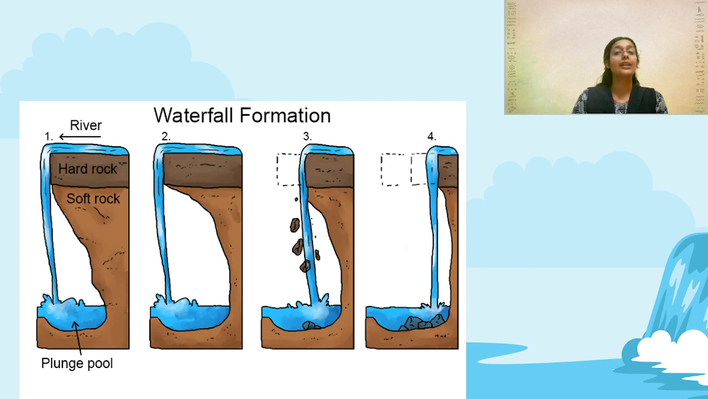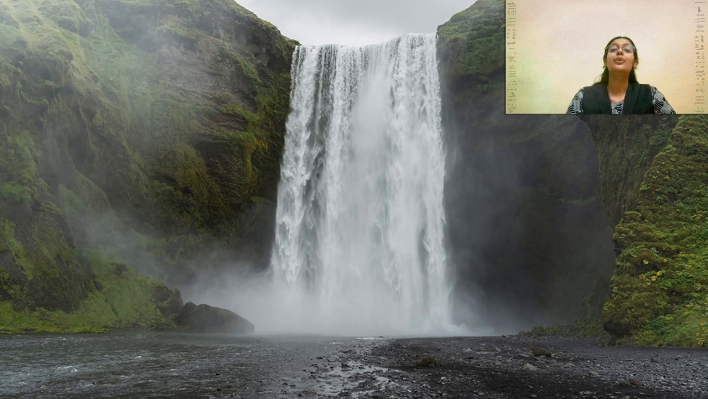And when the river slowly moves down, it takes the soft rock with it and slowly eats up the soft rock. And due to continuous wear and tear, the hard rock breaks through, as you can see in the third step, and slowly a waterfall is formed. So this was how a waterfall is formed.